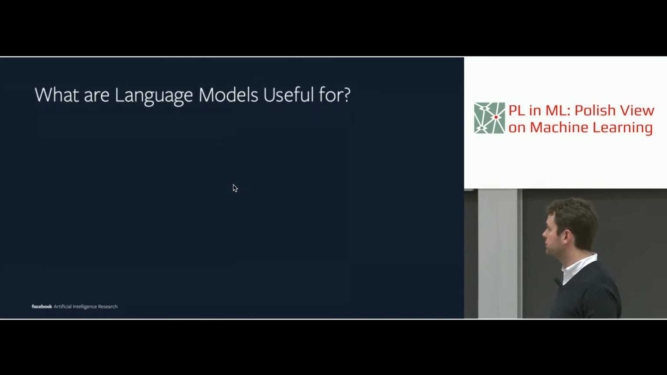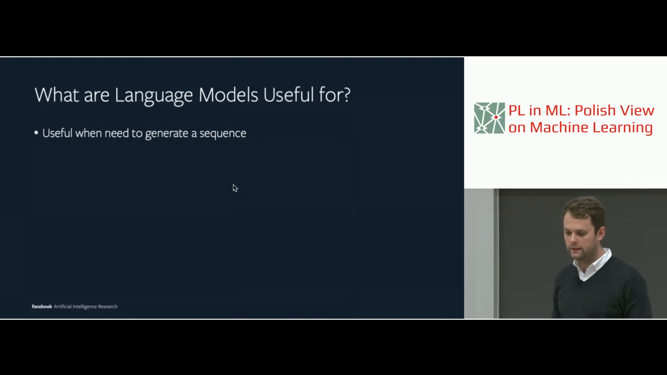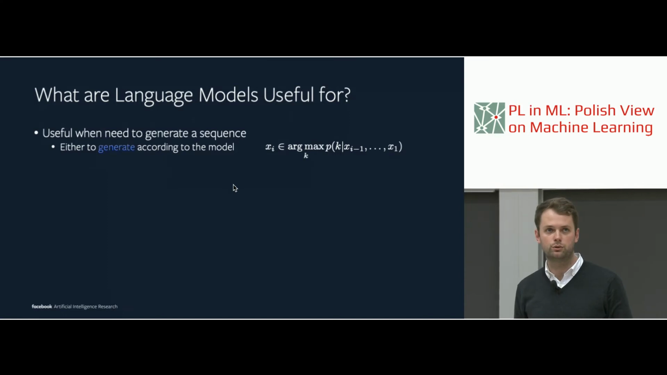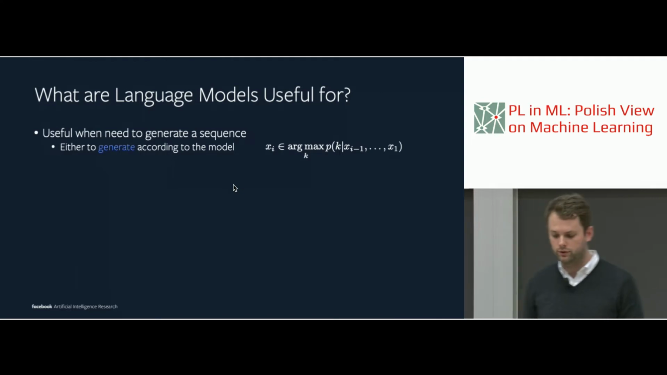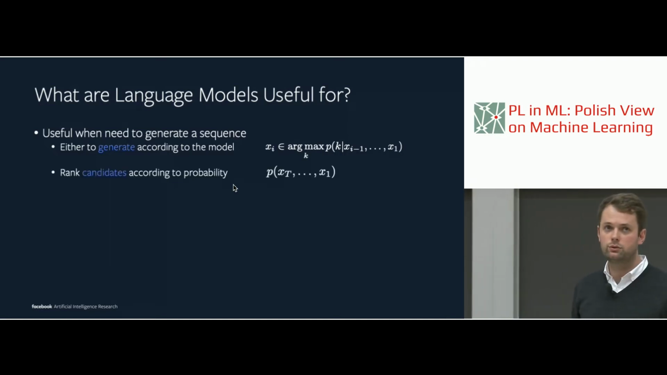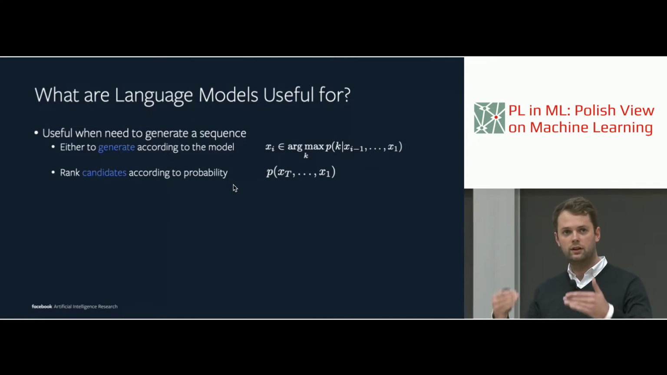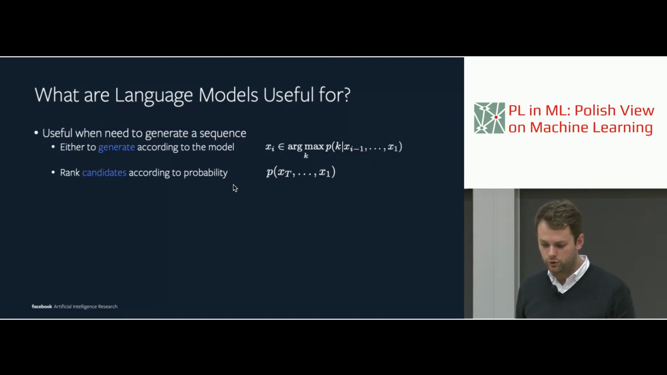So what are these models useful for? They are useful when you need to generate a sequence. There are many applications that require that, and you either do that by generating according to your model. So basically, you take the argmax of your probability over the tokens given the past, and you do that greedily at each time step. You can do some kind of beam search if you want to be more fancy. Or you can also use it to rank some candidates that you would generate with a heuristic, and that would allow you to score one of the candidates based on the fact that it's more likely to appear.